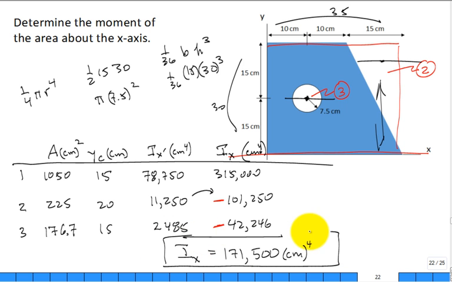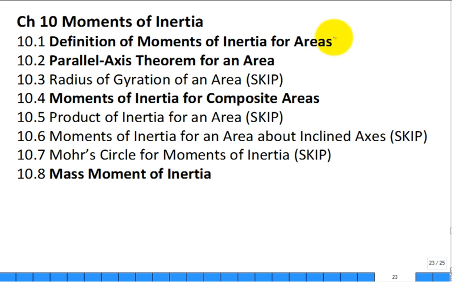I know that's four significant digits. You can round it off to 1.72 times 10 to the fifth centimeters to the fourth, if you like. So we can handle composites. We've covered the definition and the parallel axis theorem, which is used a lot in computing composite areas when you're shifting areas further away to a common axis.